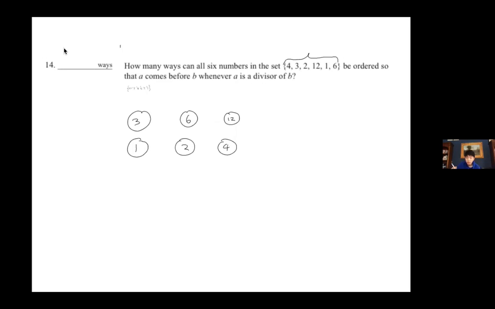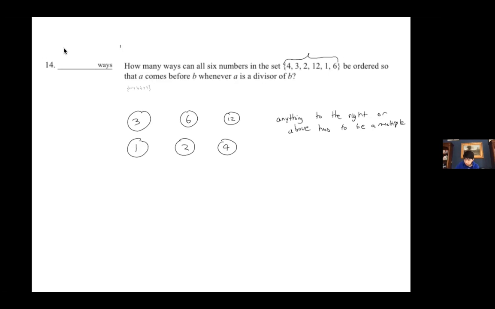But the way that I set up this table, anything that's to the right or above has to be a multiple. Basically, if A divides B, then on this table, B is either to the right or above. It can't be below, and it can't be to the left.